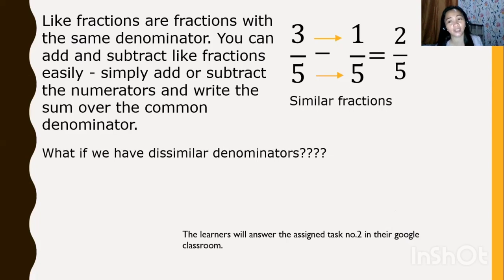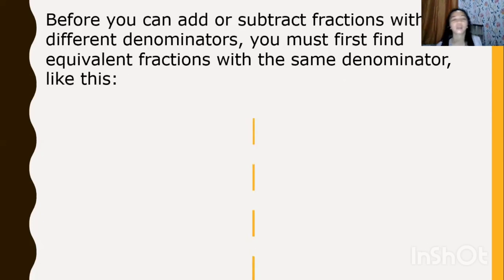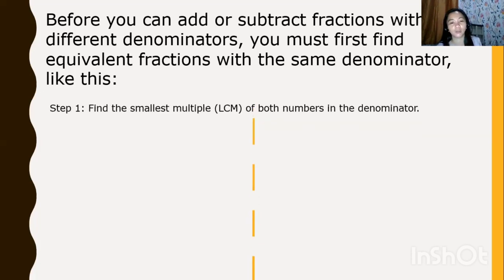The same question we had in our lesson 1.A. So example, we have 5/6 and 4/5. They are dissimilar fractions. How are we going to subtract? Remember the given. But before we add or subtract fractions with different denominators, you must first find its equivalent fractions with the same denominators like this. So our step 1: find the smallest multiple of both numbers in the denominator.